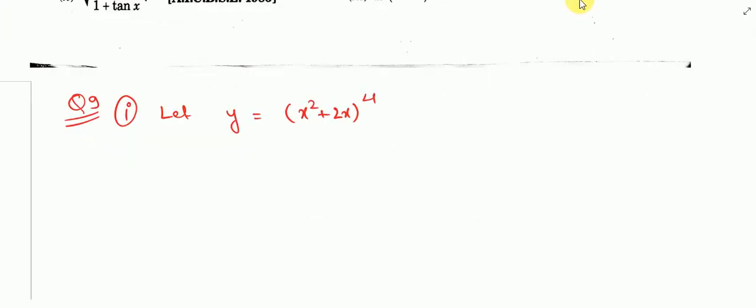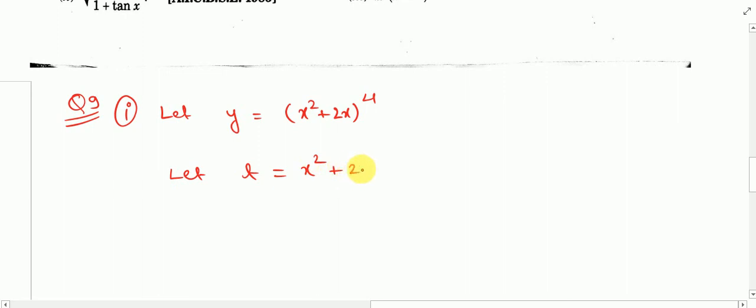So this is the question. We will use chain rule over here. Here we have x square plus 2x to the whole power 4. So I will take this x square plus 2x as t. So let t is equal to x square plus 2x. Then y will be equal to t to the power 4. Let's call this equation 1 and this equation 2.